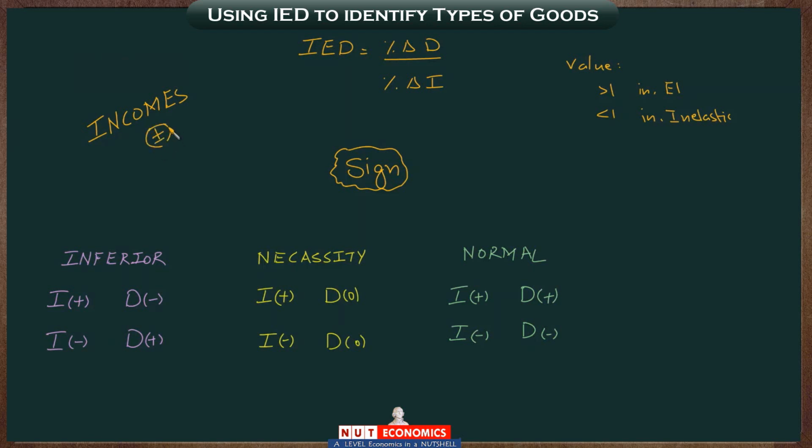Let's assume there is a boom, there is a lot of economic growth, whatever the reason, and the incomes of consumers increase. And let's then assume that in that economy where incomes are increasing, you happen to have all of these three different types of good. You find inferior goods as well as necessity as well as normal goods. Now, first of all, let's think what will happen to the demand of an inferior good, and then we will move to this formula of income elasticity of demand.